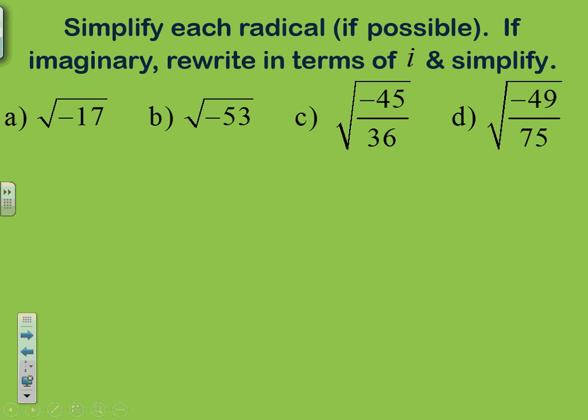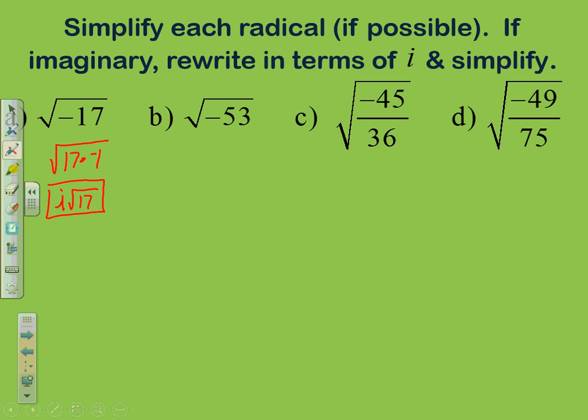A couple more examples to take a look at here, just simplifying radical numbers. Square root of negative 17, again, is a combination of 17 and the number negative 1. Now 17 happens to be a prime number. It does not have any perfect square factors. So the only thing I can take the square root of is the negative 1 in this case. So I will wind up with i times the square root of 17 as the final simplified number.